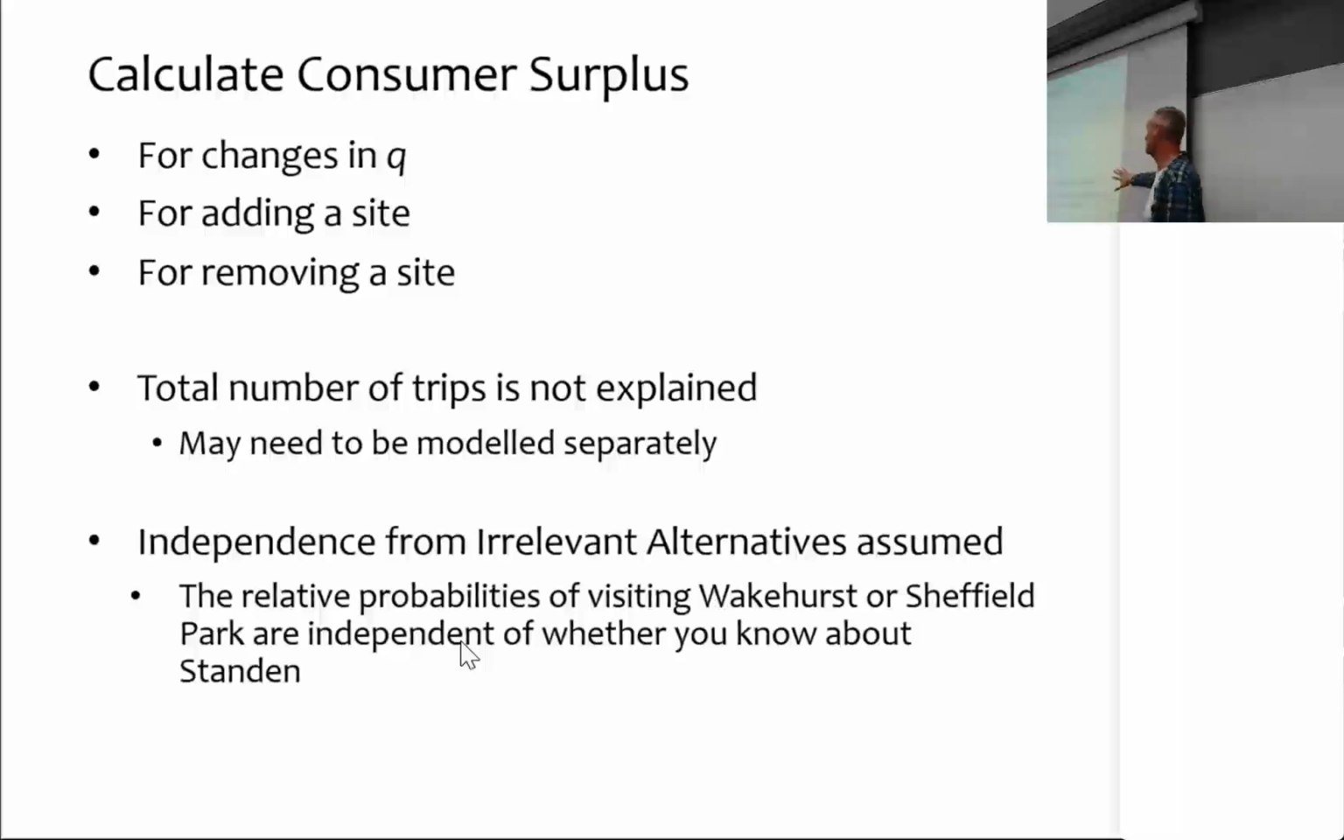And otherwise the model doesn't work, we assume independence of irrelevant alternatives. So going back to parks, probability of your visiting either Wakehurst or Sheffield, the relative probability of Wakehurst versus Sheffield should be independent of the question whether you've ever heard of Standen or not, right? If you like Wakehurst better than Sheffield, then you like Wakehurst better than Sheffield regardless of whether you know of the existence of Standen, right? And this is an assumption that is baked in.